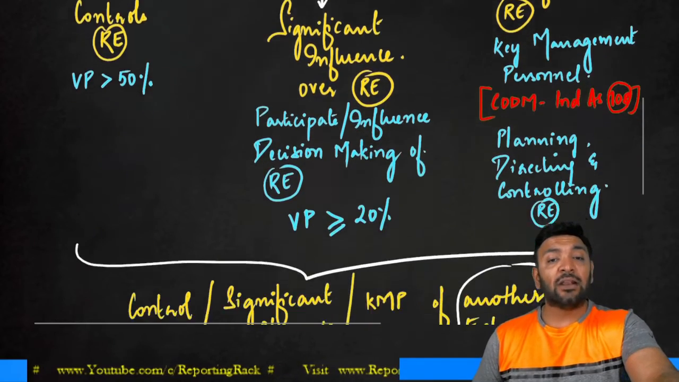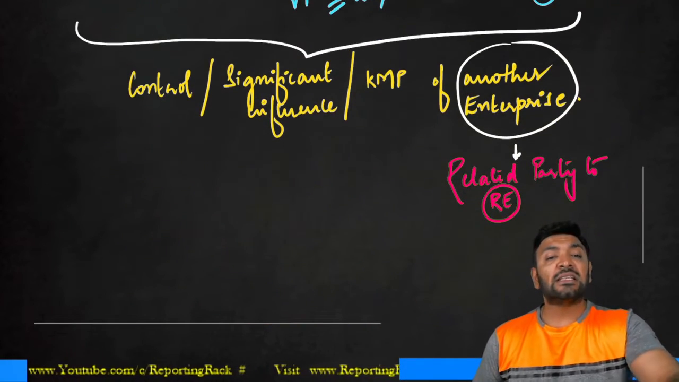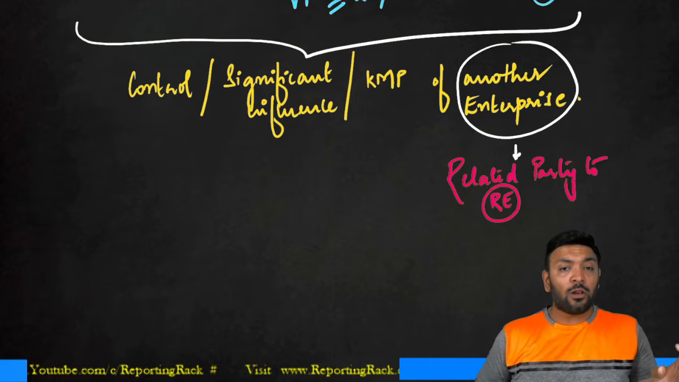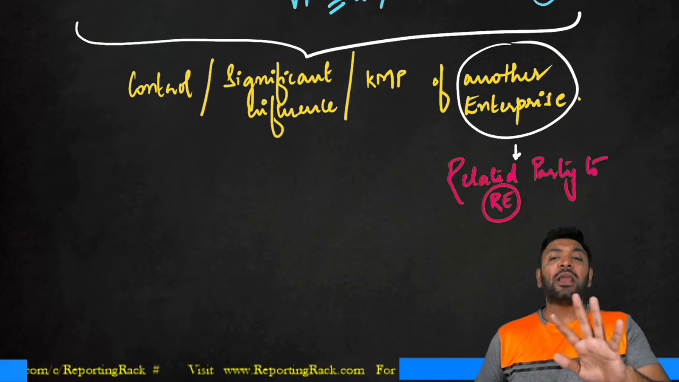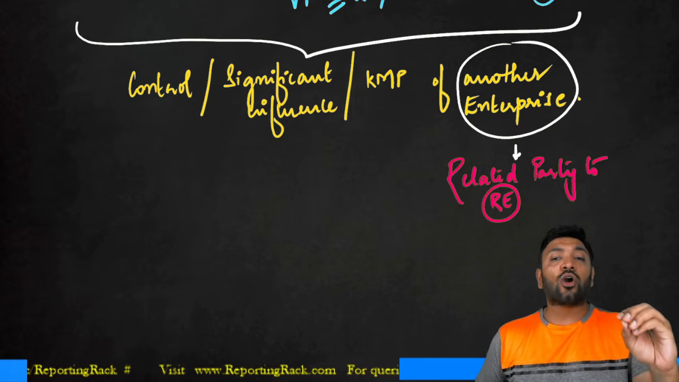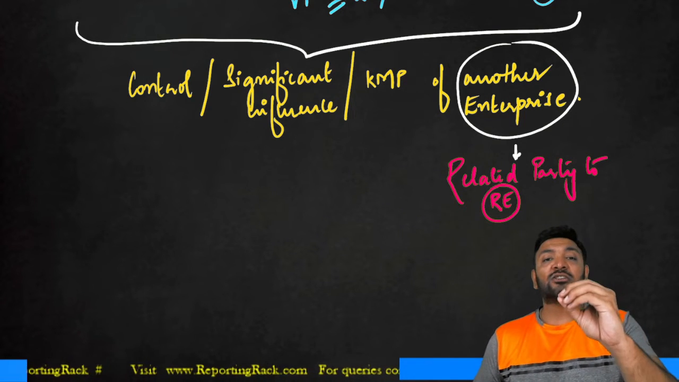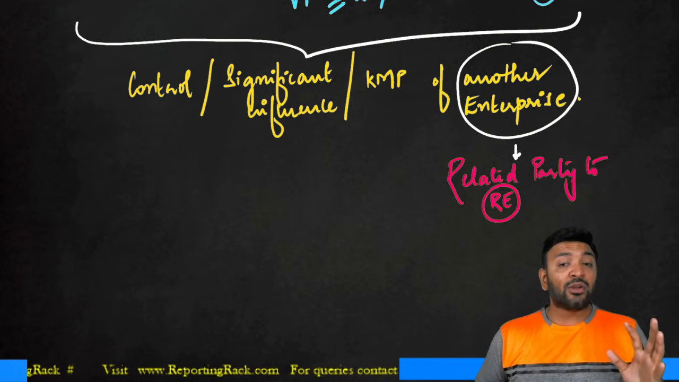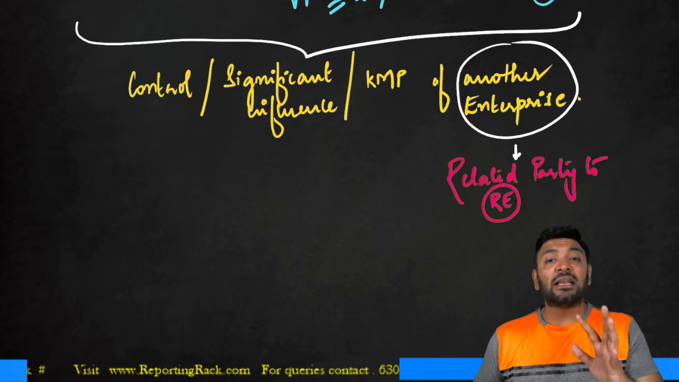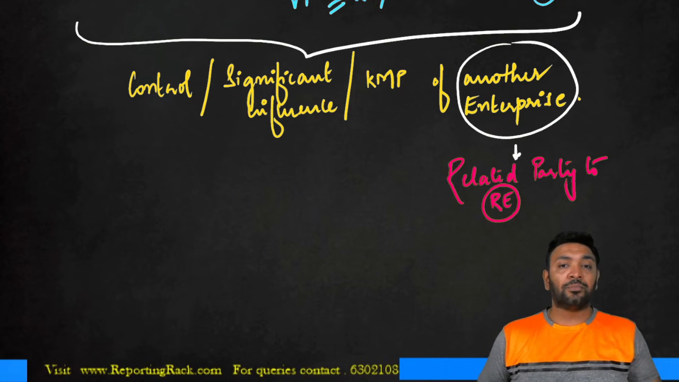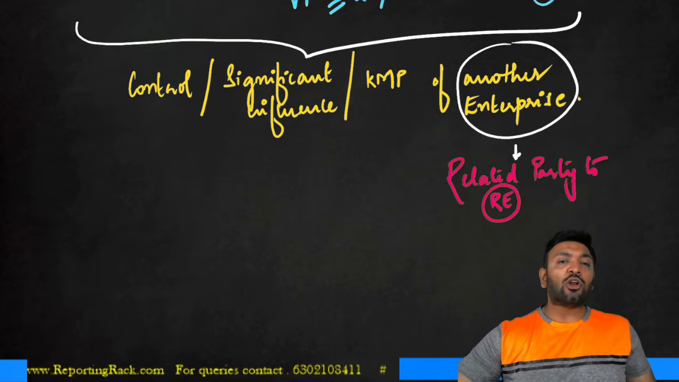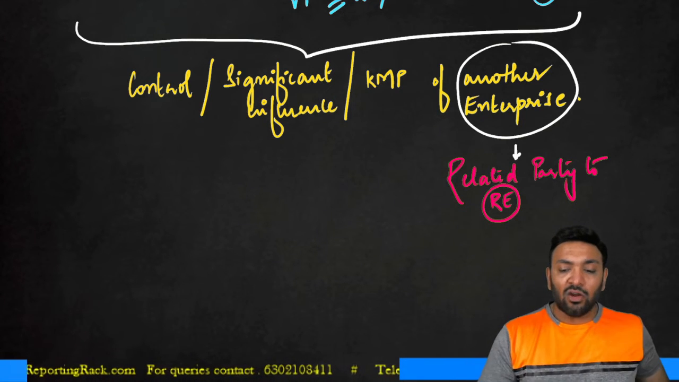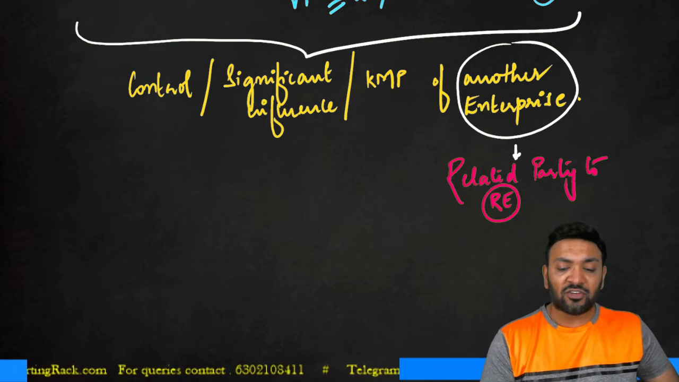Apart from these three individuals, I am saying, if these three individuals exercise control or have a significant influence or are a KMP of another enterprise, then you can call them related parties of the reporting enterprise. Clear? Now, we were talking about close member of family. What is this close member of family, first of all?